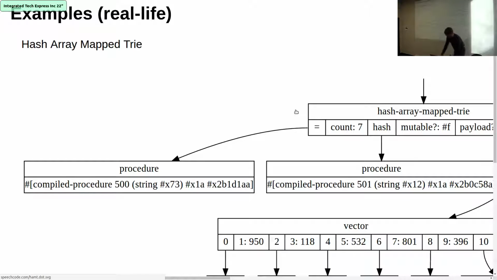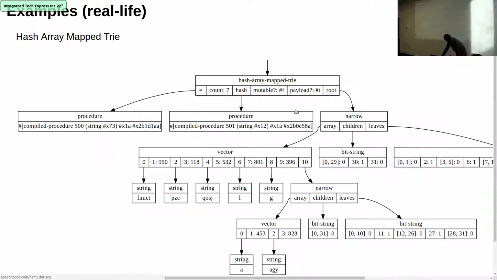And then here is a small data structure that I used while I was debugging. So this is a record that has an equal procedure in it, that is this procedure. It has a count that's 7. It has a hash procedure in it. It has a Boolean, another Boolean, and then the root of a tree.